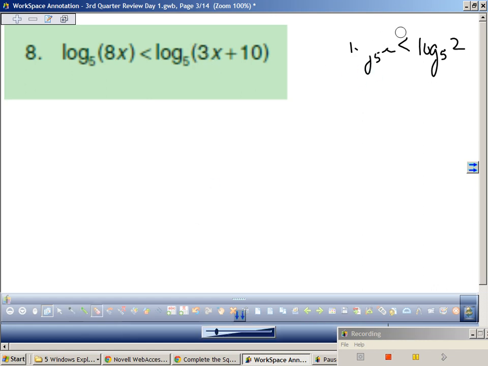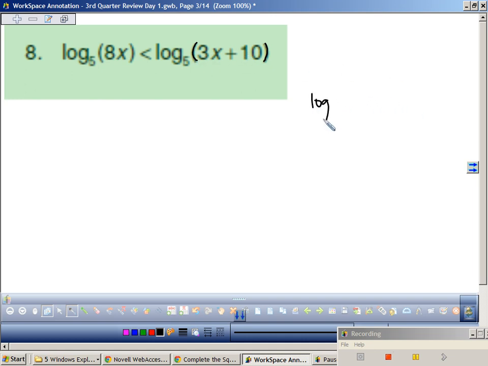I think what you guys are doing is you're confusing the properties. You can't do anything with this. This is a quantity, right? So I can't do anything with it. If I had this, I can do something with that. I can put those two together. But when it's like this, this just stays like this.